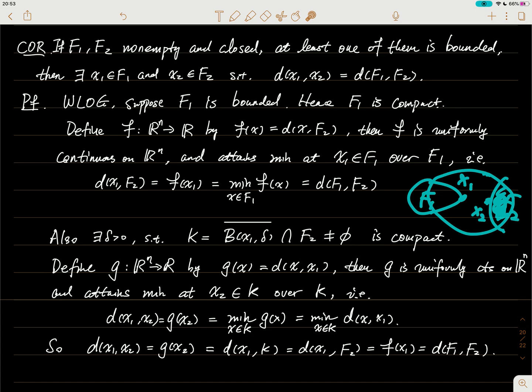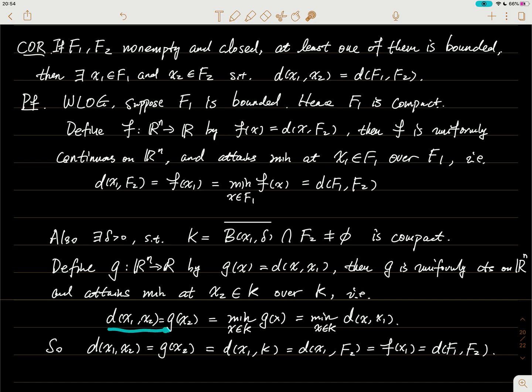So that means g of x2 is equal to the minimum value of g over K, over this shaded area. On the left hand side, g of x2, according to the definition of g, is just the distance between x1 and x2. On the right hand side, the minimum distance between any points over K and x1 is just the distance between x1 and K. But remember that K is chosen such that this ball centered at x1 overlaps with f2. So the distance between K and x1 is also the distance between f2 and x1. The reason is this K is actually the closer portion of f2, the portion of f2 that is closer to x1.